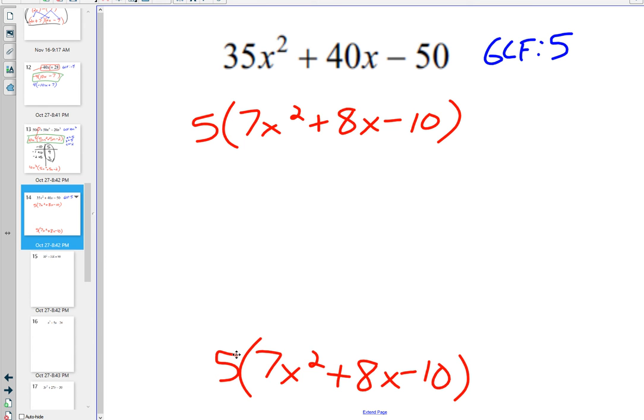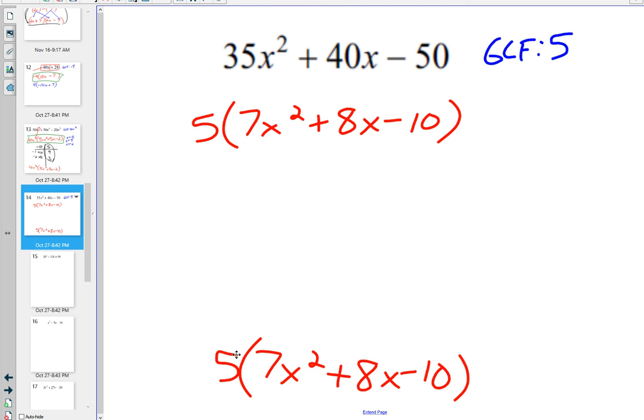In order to be a perfect square trinomial, the first and last term have to be positive. That's the first thing. So I think the easy one to say is that, Mr. Romero, that's not a perfect square trinomial because the 10 is negative and that's enough. But if you wanted to take it a step further, the first and last term have to also be perfect. Why is a 7x² not perfect? Because 7 is not a perfect square. If you take the square root of 7, you get a decimal. Why is a 10 not a perfect square? For the exact same reason.